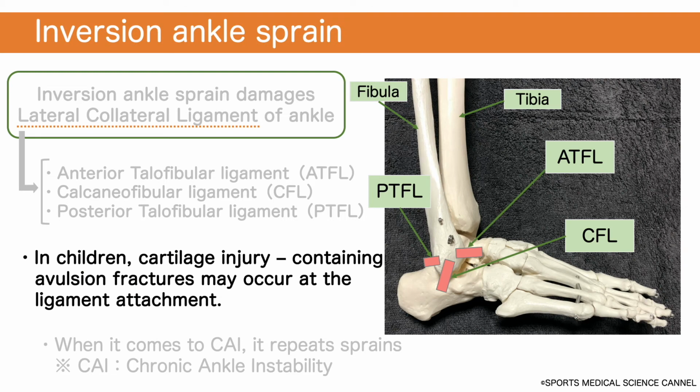So far was the inversion ankle sprain in the case of adults. I mentioned that the adult inversion ankle sprain damages the parenchyma of the LCL. On the other hand, in children, cartilage injury, including avulsion fractures, may occur at the ligament attachment.